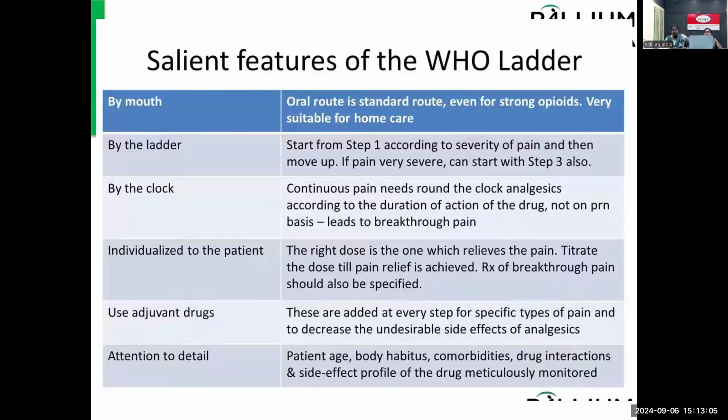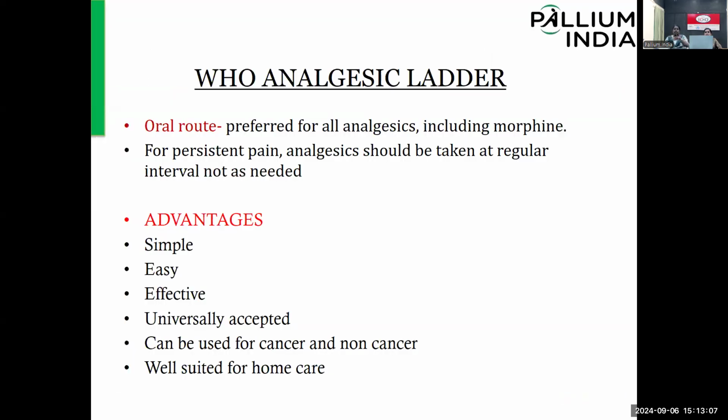These are the salient features of the WHO analgesic ladder. The first one is the oral route. It is preferred for all analgesics, including morphine. That is very important. It is preferred for all analgesics, including strong opioids like morphine.